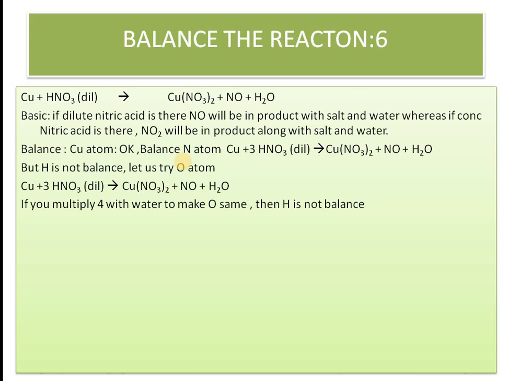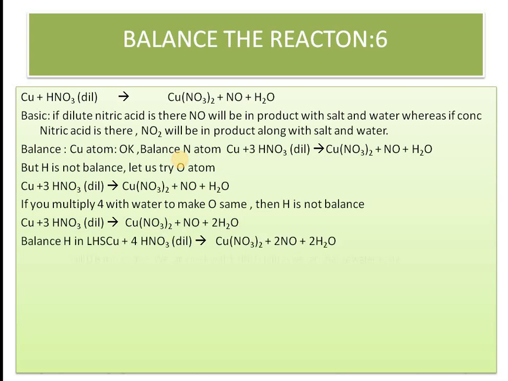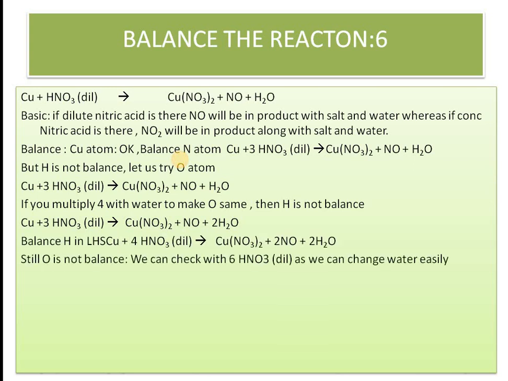So what you can do is multiply water by 4, means we are just trying to do the balancing of oxygen and hydrogen. That is creating the problem in other metals. So ultimately what we are following here is, we are trying differently. 3 HNO3, then we try, not possible. This is known as hit and try. Still oxygen is creating a problem.